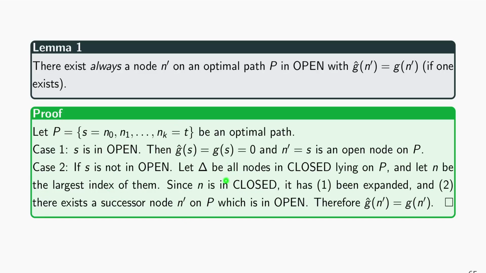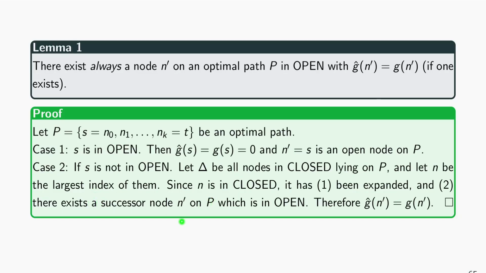Okay, and since we took that from the closed set, it definitely has been expanded. And because it has been expanded, we also have already considered some successor nodes. But these successor nodes now have to be in the open set, can't be in the closed set. Because if they would be in the closed set, then this subset we looked at wouldn't have had the largest index. So we have something that is on the optimal solution path, but that's still in open.